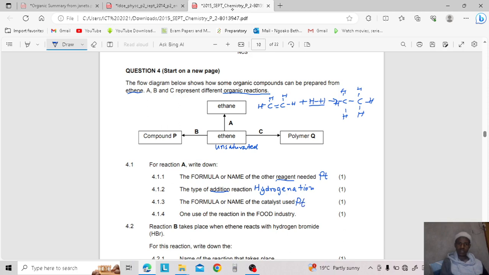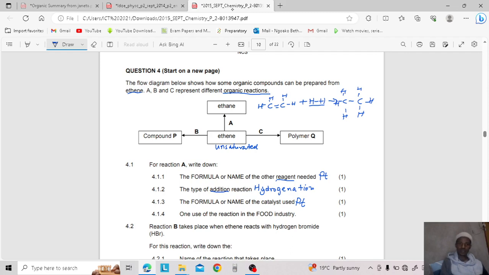So what was the first one? The formula or the name of the other reagent for reaction A. So platinum. It's fine. The reagent that is needed or the condition there, it means there must be no water, but let's just write the other reagent that is needed.